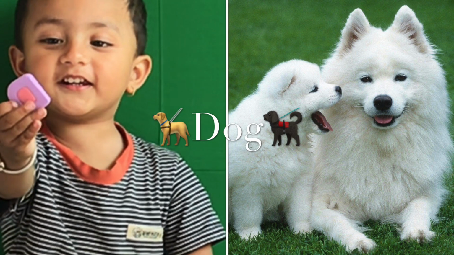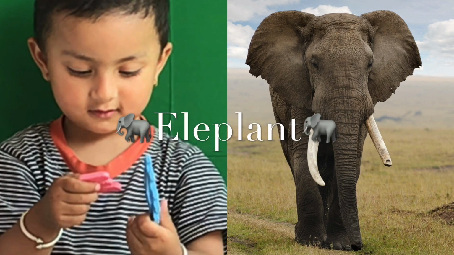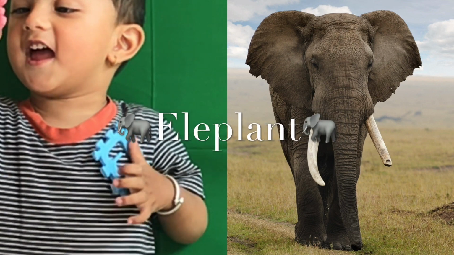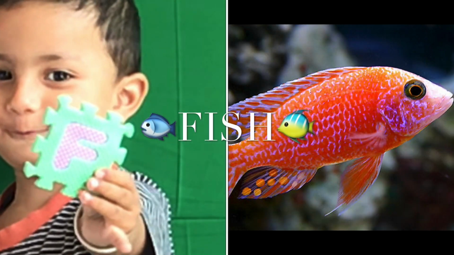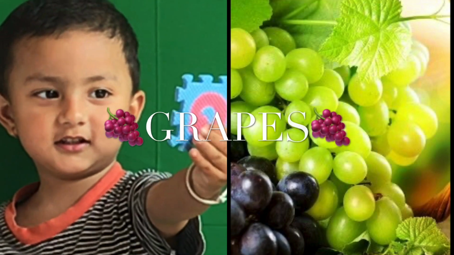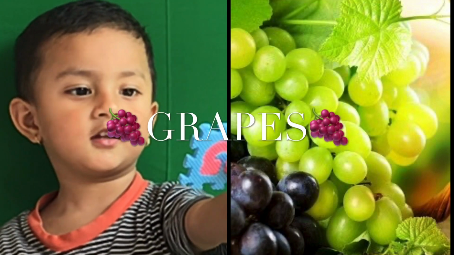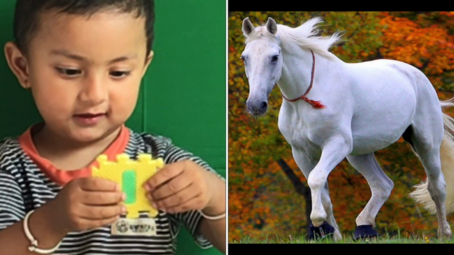D for dog. E for elephant, elephant. F for fish, fish. G for grapes, grapes. H for horse, horse.